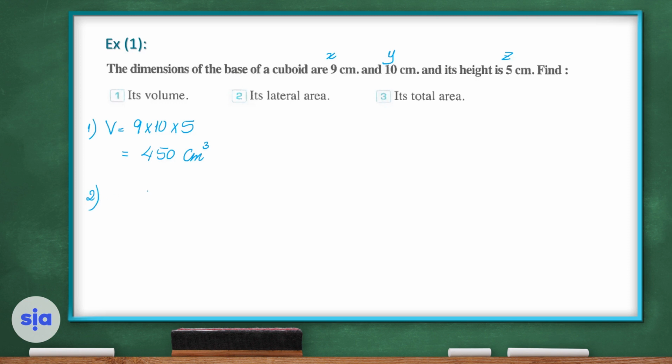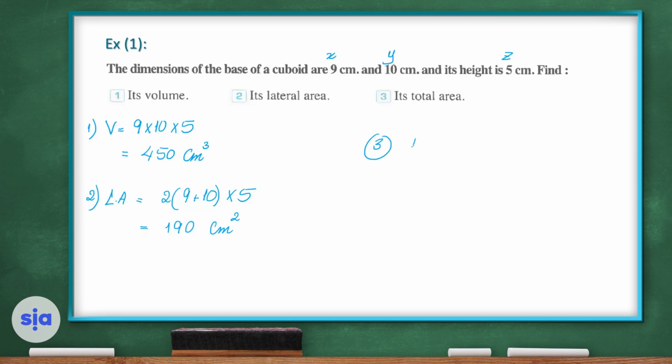For question 2, find the lateral area of the cuboid. The lateral area is the perimeter of the base times the height. So as we mentioned before, the lateral area is 2 times x plus y multiplied by the height. If we calculate this, it is equal to 190 centimeters squared.